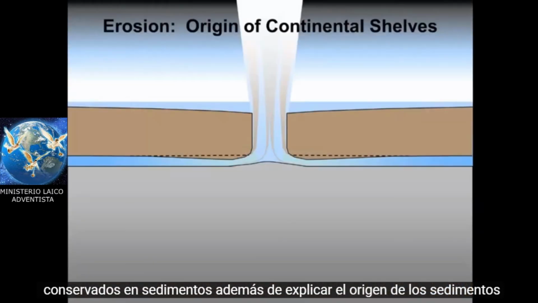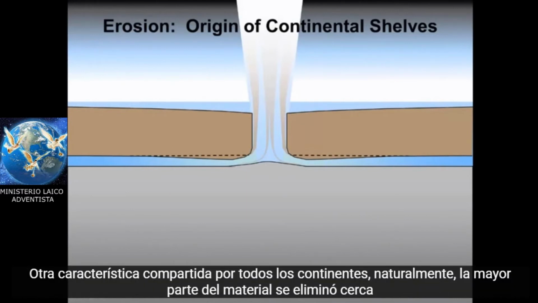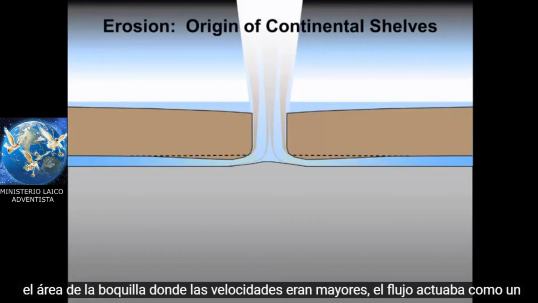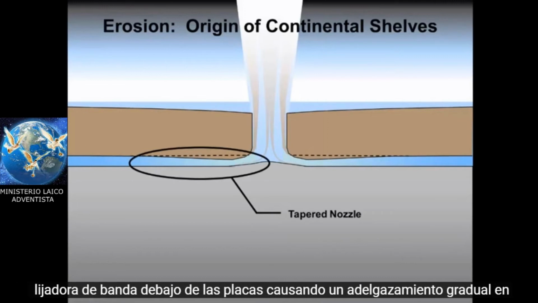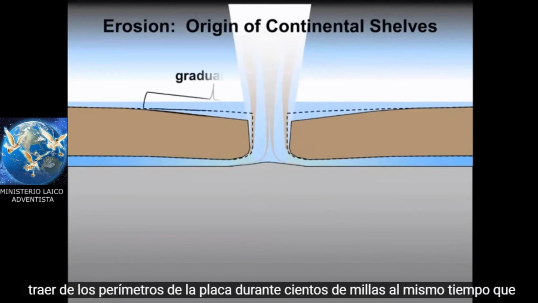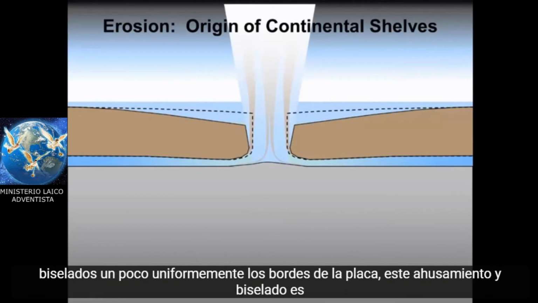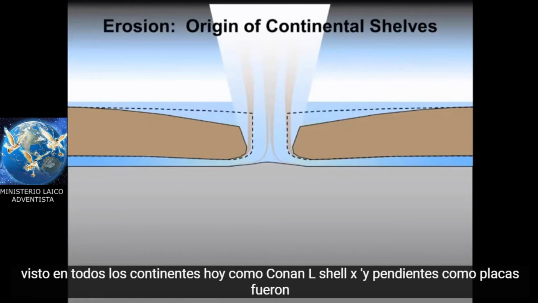In addition to explaining the origin of sediments themselves, the grinding away of sediments from under the plates produced another feature shared by all continents. Naturally, most material was removed near the nozzle area, where the velocities were the greatest. The flow acted like a belt sander under the plates, causing a gradual thinning and tapering of the plate perimeters for hundreds of miles. At the same time, as flow and sediments rocketed out from the base of the crack, it expanded and somewhat uniformly beveled the edges of the plates. This tapering and beveling is seen on all continents today as continental shelves and slopes.